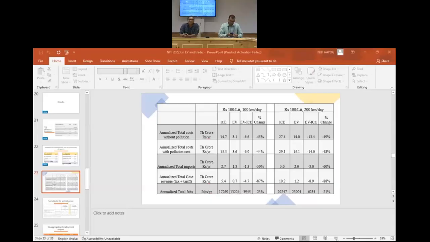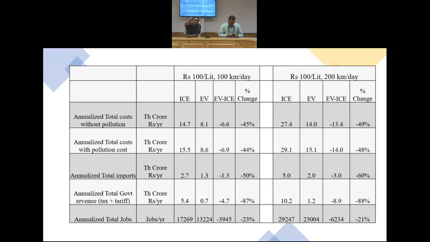Okay. Thank you. So let me pick it back up again. I know this is a very busy slide, so I want to go very slowly. There is a clear reduction in life cycle cost, about 50%. Imports also declined by 50%, so the percentage numbers are more meaningful. But here's the big deal: total government revenues declined by 87%, and it's essentially all the reduction in excise duty and VAT collection from avoided oil consumption.